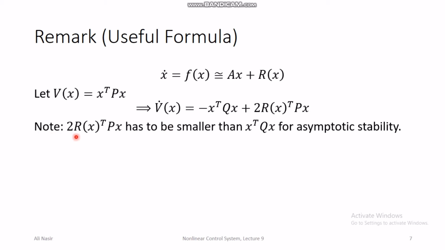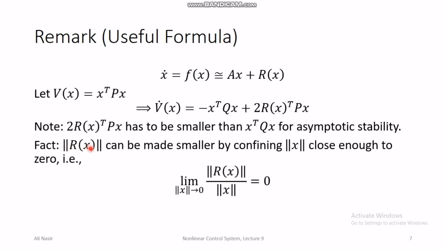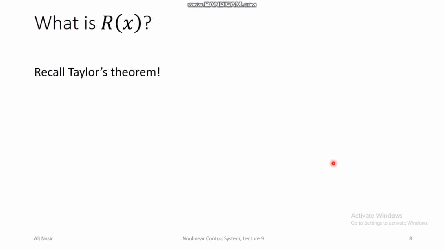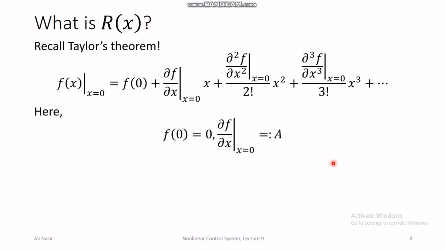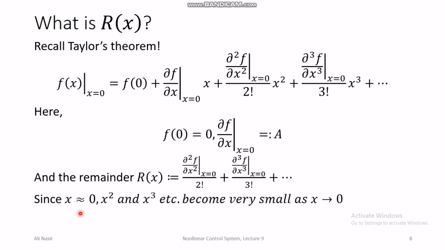So we noticed that we have to keep 2 times r of x transpose times Px smaller than x transpose Qx for asymptotic stability, and the fact is that you can have the magnitude of r of x be as small as you like by confining the magnitude of x to be close enough to 0. We also looked at why this is possible using the Taylor series, and this tells us that as x is close to 0, x square and x cube etc. become very small, so r of x goes closer and closer to 0.